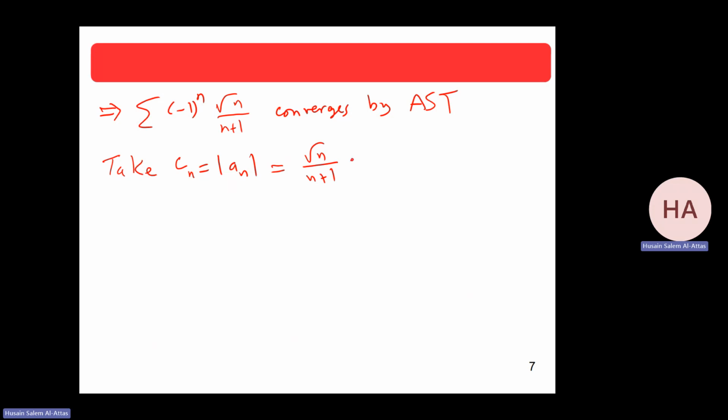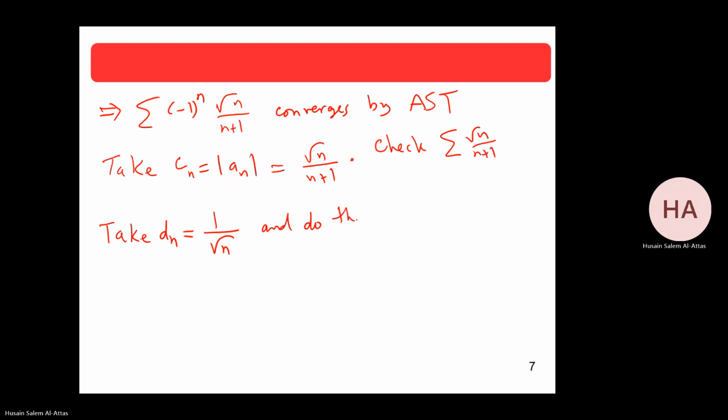So I need to check this series. What will you do? Yeah, I can compare it. I will take the Dn as 1 over square root of n, the power of one half, and do the limit comparison test.